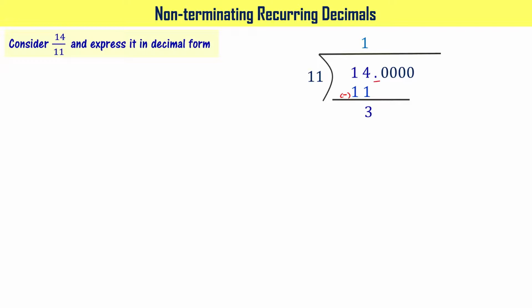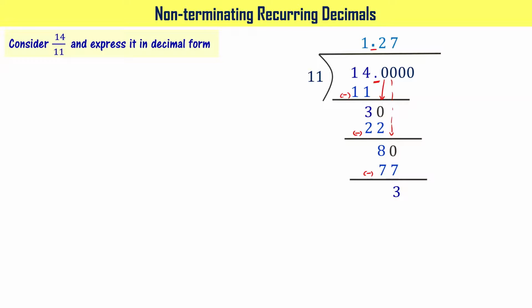Now you consider these particular dots. They have to appear even on the quotient side. So let's do that, and then bring this particular 0 down. So now 3 becomes 30, right? 2 times 11 is 22. When you subtract, you get 8 as the answer, right? Now let me bring this particular 0 down so that it becomes 80. Right? 7 times 11 is 77. When you subtract it, you're getting 3 as the answer, right?